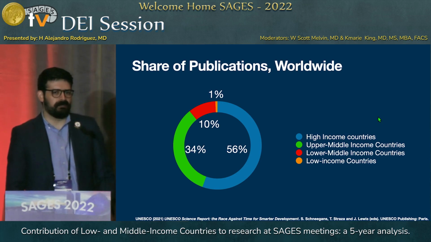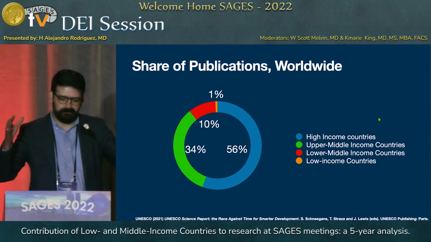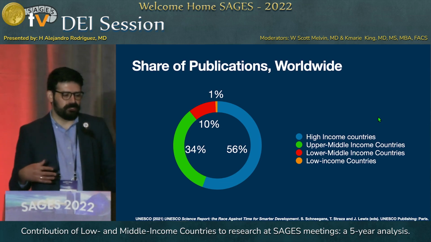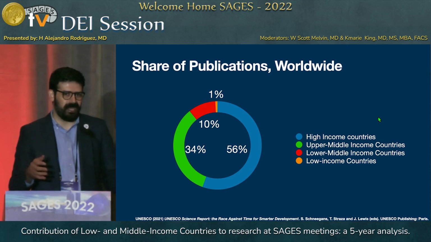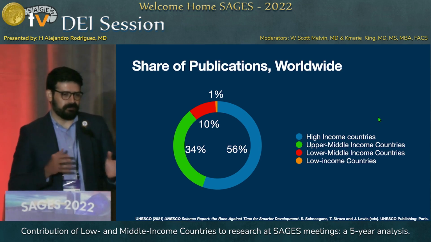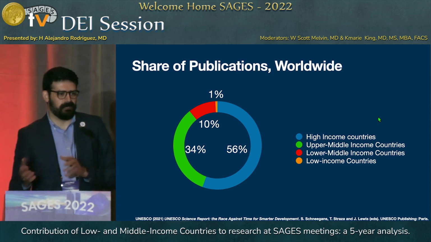So in 2021, the UNESCO published its science report, and they looked at a bunch of data, and they show that 56% of the world's publication, so its research output, comes from high-income countries. And that's a big disparity because, again, 80% of the world's population live in LMICs.